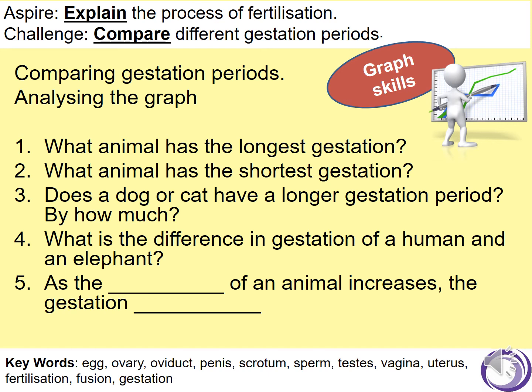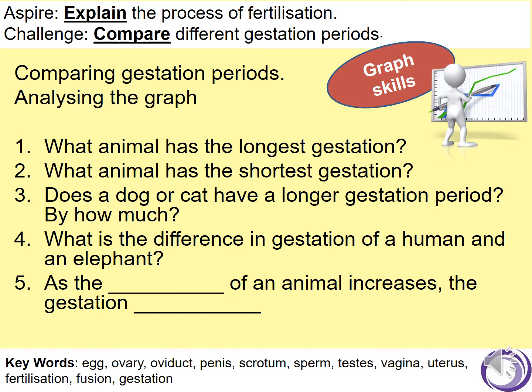So does a dog or a cat have a longer gestation period, and by how much? Well, I was quite surprised with this information, and you may be. Well, a dog was 61 days and a cat was 63 days. So a cat has the longer gestation period by two more days.